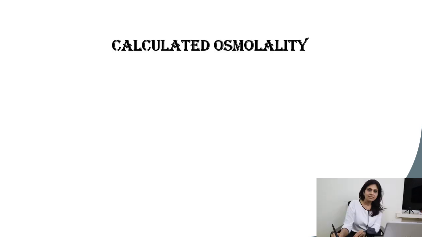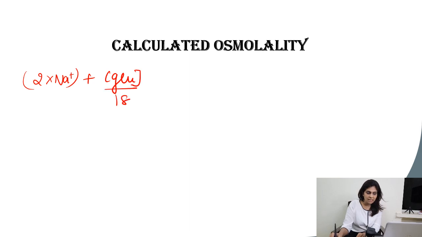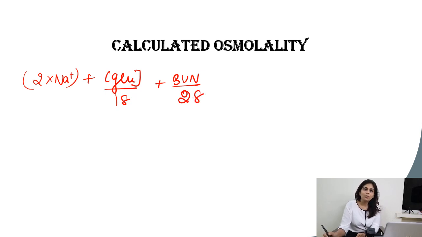Now, what is the formula? The formula for calculating osmolality is 2 into sodium plus glucose concentration by 18 plus blood urea nitrogen by 2.8. Now the important question is, why do we have these three components? Why 2 into sodium? Accepted that sodium is a major extracellular cation. We also know that sodium is an impermeable solute. So we know that we have to count the number of sodium present in the circulation to get an idea of osmotic movements. But why do we multiply it by 2?